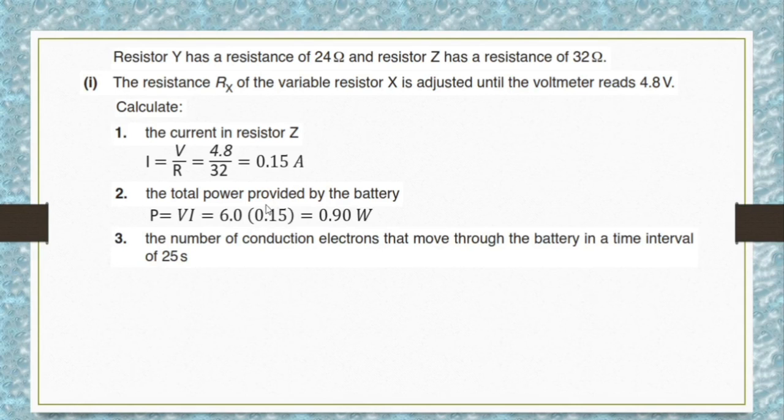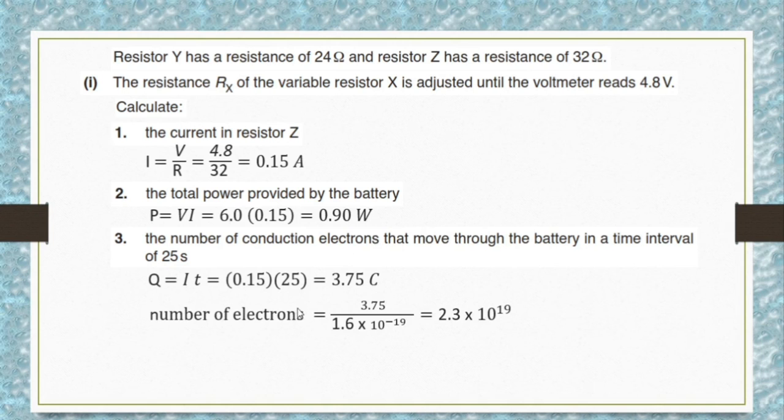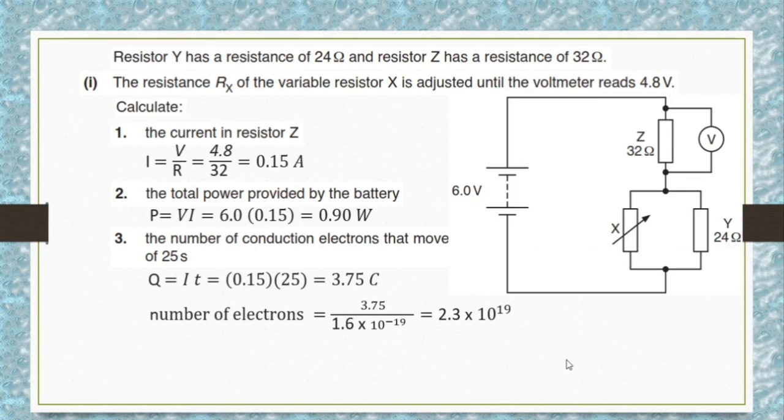The next question, we want to find the number of conduction electrons that move through the battery in a time interval of 25 seconds. We can use the equation Q equals I times T. It is equal to 0.15 multiplied by 25, or 3.75 coulombs. And the number of electrons is this value of charge divided by the elementary charge, 1.6 times 10 to the minus 19. So it is equal to 2.3 times 10 to the 19 electrons.